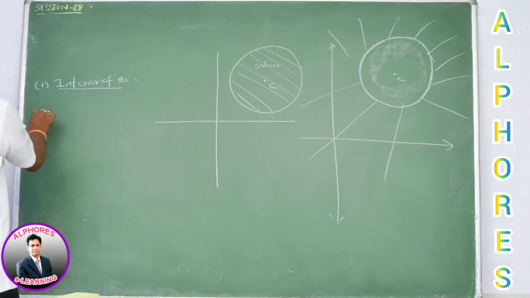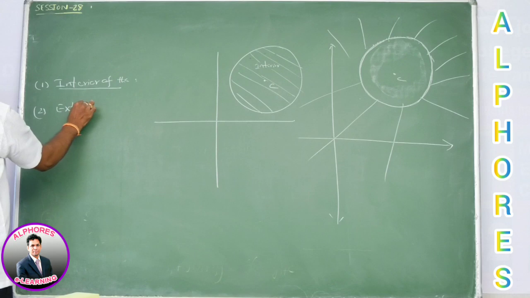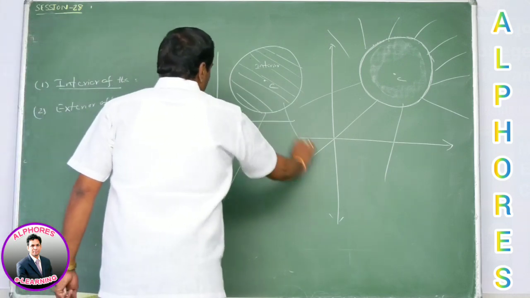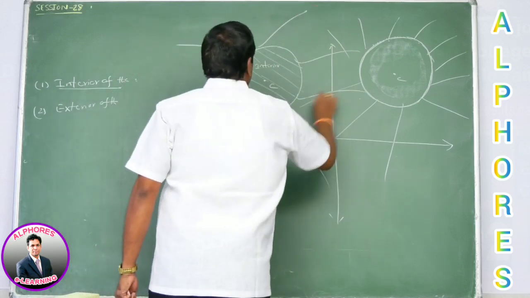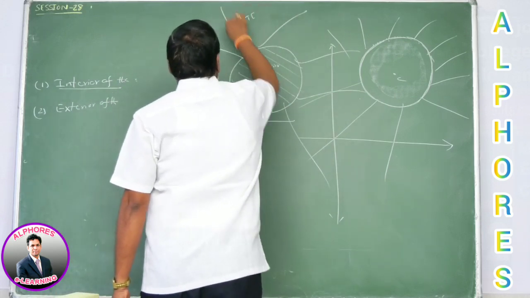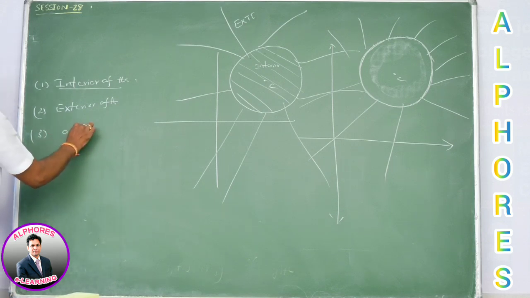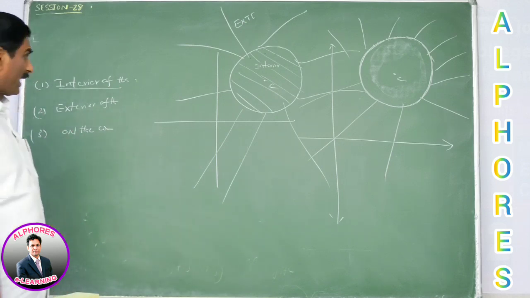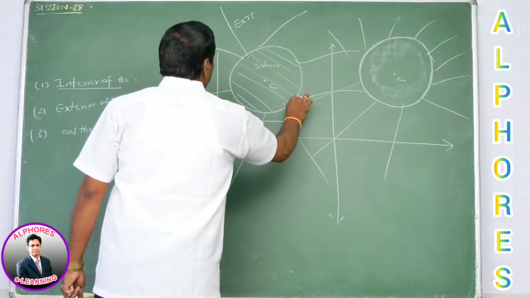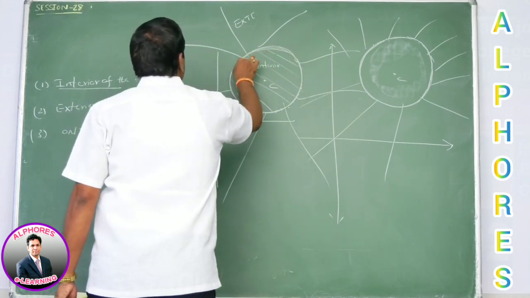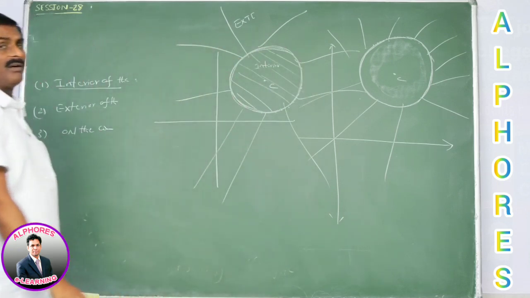Next, exterior of the circle. Exterior means these points. All of these points lie outside of the circle. It is the exterior of the circle. Next, third one, on the circle, that is the circumference of the circle or the circle itself. Every point of the circle is said to be in the set of points on the circle. All of these lie on the circle. These are said to be on the circle.